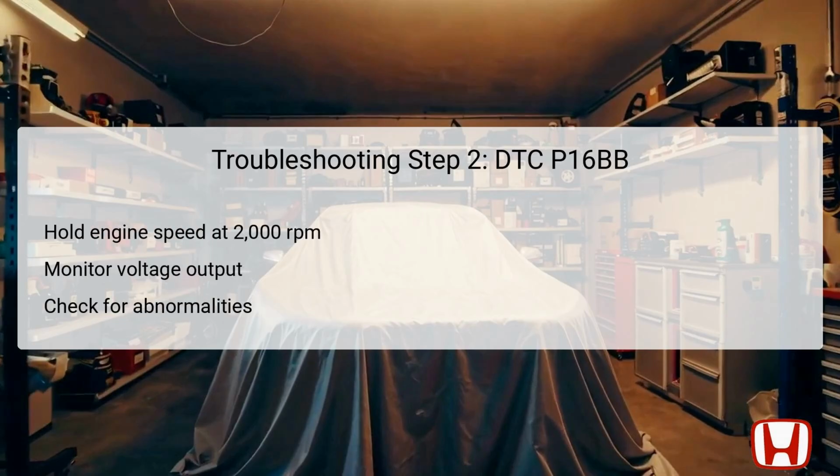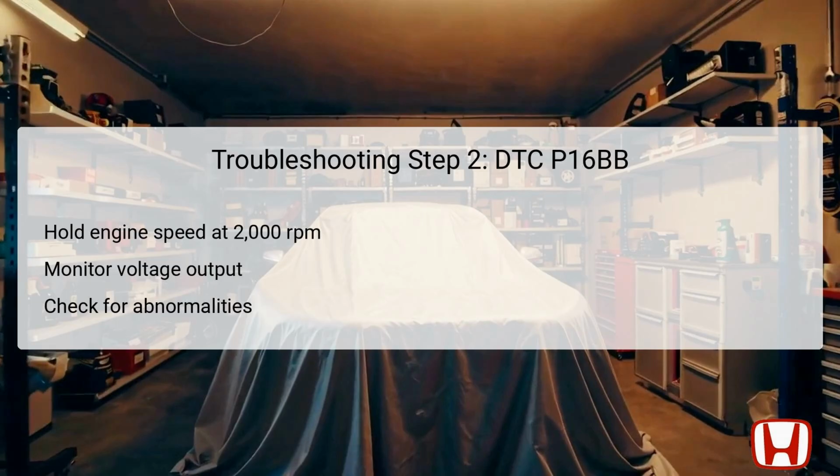The next step in troubleshooting DTC P16BB-00 focuses on holding the engine speed at 2000 RPM without any load, which is typically done in either park, P, or neutral, N.